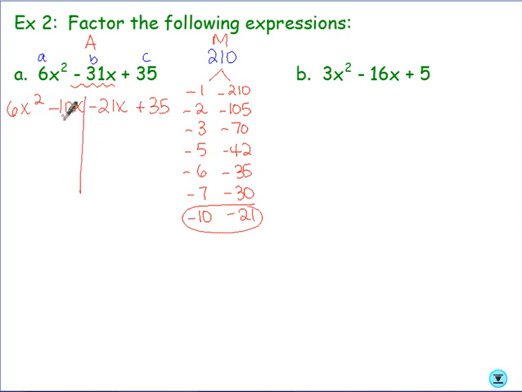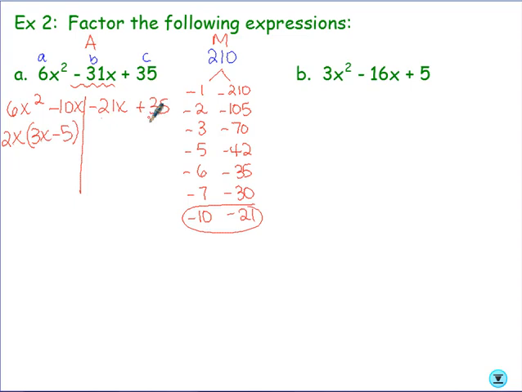On this side, 6 and 10 can both be divided by 2, and they both have an x in common. 6 divided by 2 is 3. X is left over. Negative 10 divided by 2 is negative 5. No x is left over.